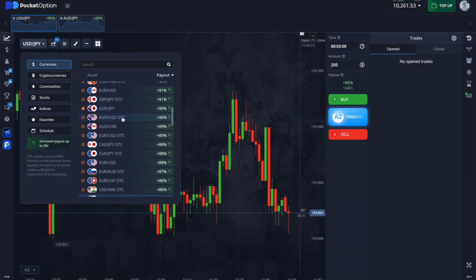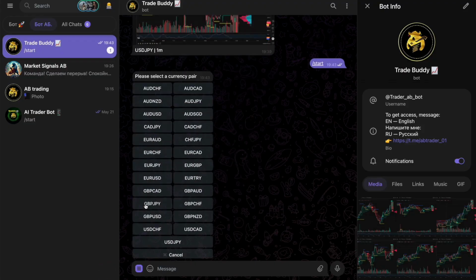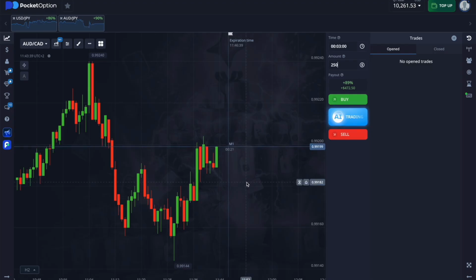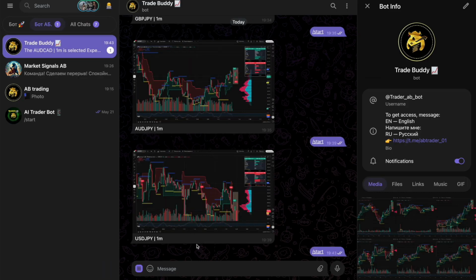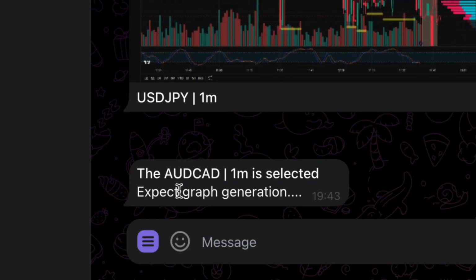What do we do in such cases? I use insurance, $250 instead of $100, and switch to another currency pair, because unfortunately this currency pair is volatile right now. It's better to play another currency pair. Let's choose AUD CAD. Australian dollar, Canadian dollar. We're waiting for the bot's response.